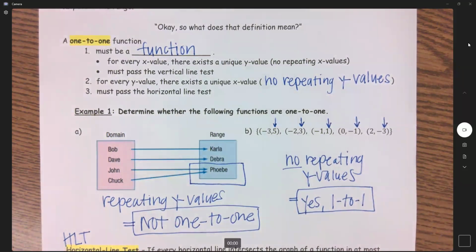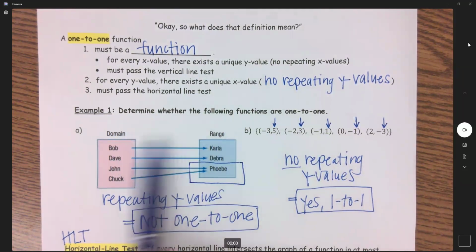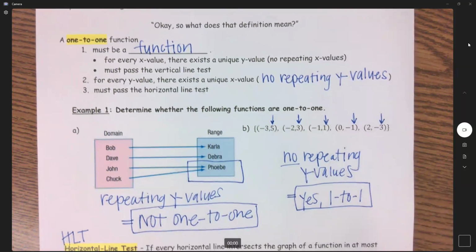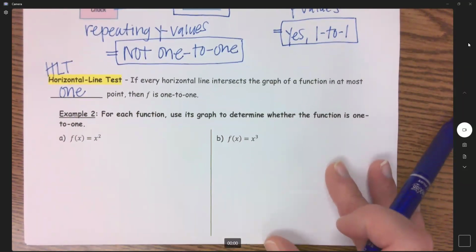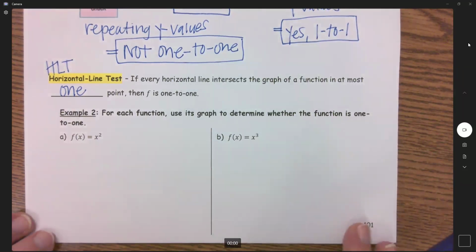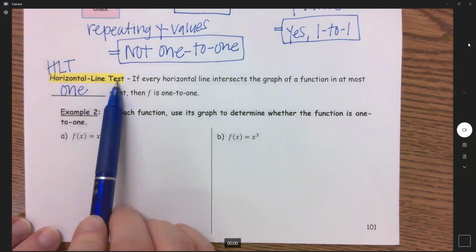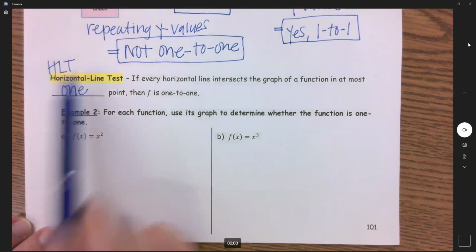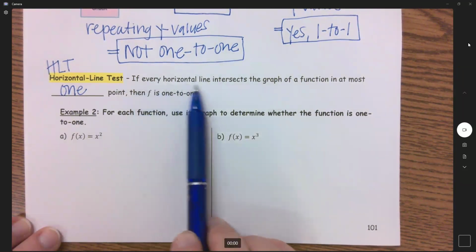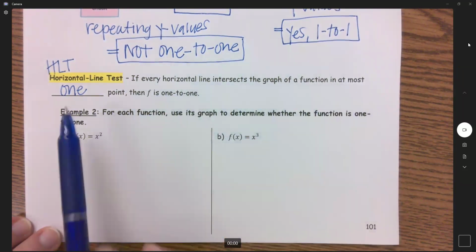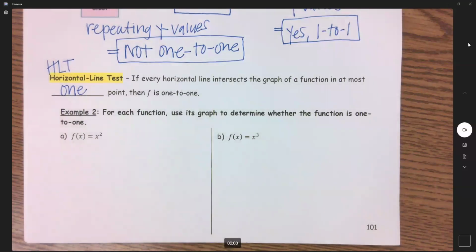So this is how we can tell if it is a one-to-one function when I am given either a mapping or ordered pairs. But more times than not, we're going to be given a graph. When we are given a graph, to test if our function is one-to-one, we are going to use the horizontal line test, or our HLT. It states that if every horizontal line intersects the graph of a function at most one point, then the graph is one-to-one. So example 2 says for each function, use its graph to determine whether the function is one-to-one.